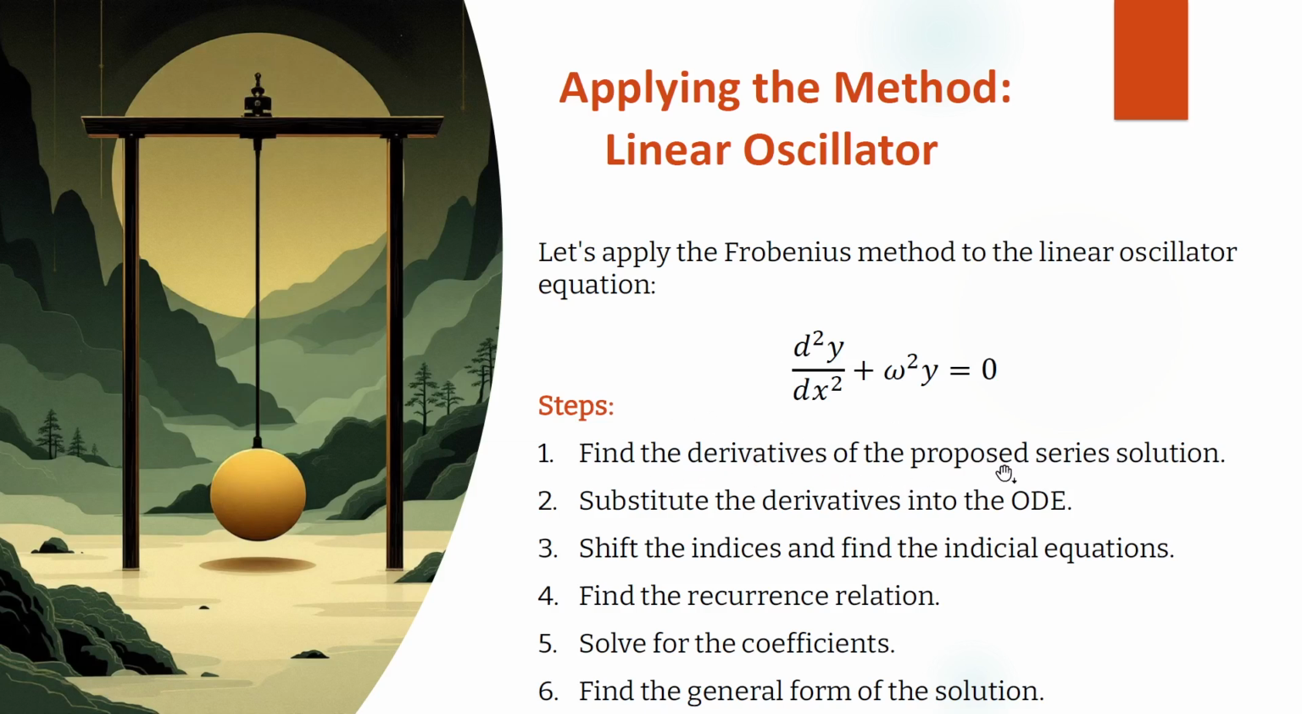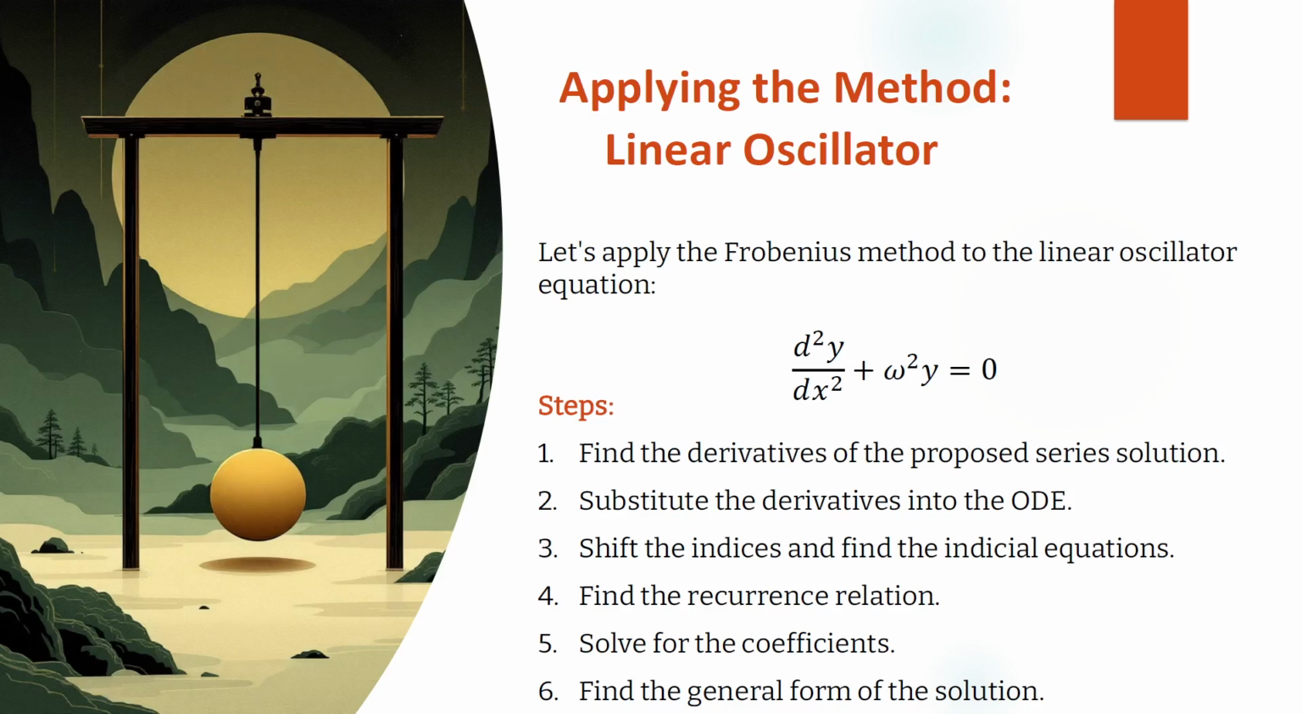We first find the derivatives of the proposed solution. We substitute the derivatives as well as the original power series that we proposed into our ordinary differential equation. In this case, our ODE is the linear oscillator equation. And then the tricky part of the solution: we shift the indices to equate the powers of x and find the initial equations. We then find the so-called recurrence relation. We solve for the coefficients, and just that, we find the general form of the solution.